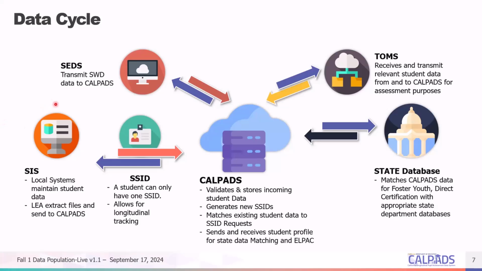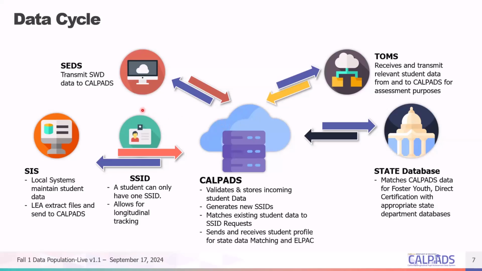And we begin on the far left-hand side with the Student Information System, or SIS, where LEAs continually maintain student data at the local level. The majority of LEAs use batch file submission, in which you will extract this data from the local SIS and submit the extracted batch file to CalPADS in order to get the data into the CalPADS system.